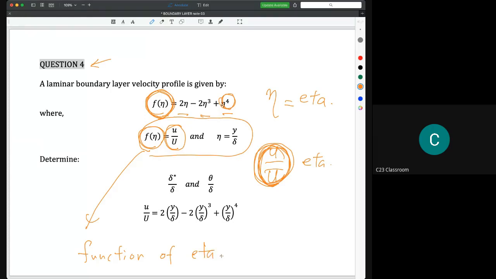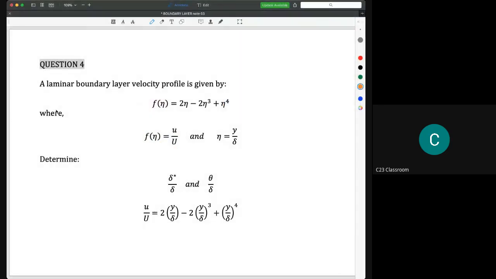Eta. So actually you could replace it with any alphabet. So for example, if you want to say that u over u is equal to z, so now it becomes function of z. So it depends on you. But normally in boundary layer textbooks, they will use eta because after this, I will show you another solution. So it's proposed to use the symbol of eta. So that's why we use eta here. Okay, so this is the question.